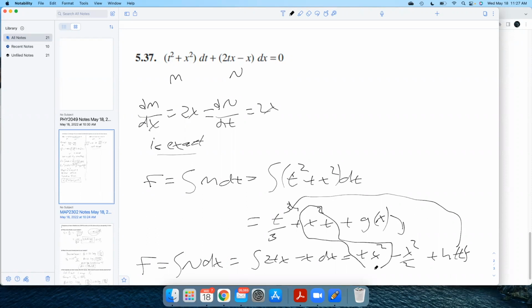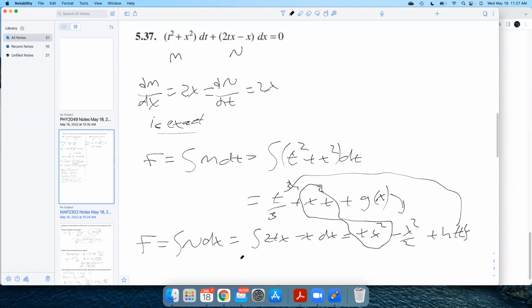So you keep anything that's the same and then you write down anybody that's only in one. You don't write anything down twice. So capital F would be x squared t plus t cubed over 3. There's that extra function of t I was looking for, plus negative x squared over 2. There's that extra function of x I was looking for. And then we set that guy equal to c, and that's our solution.